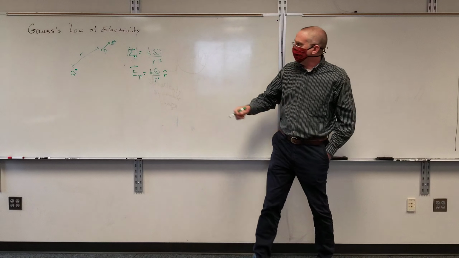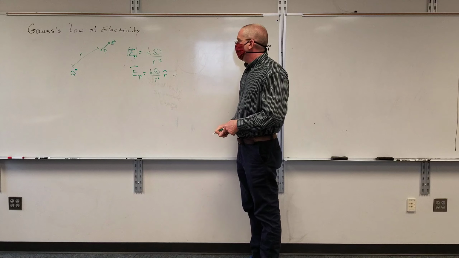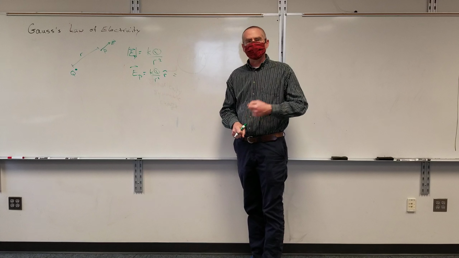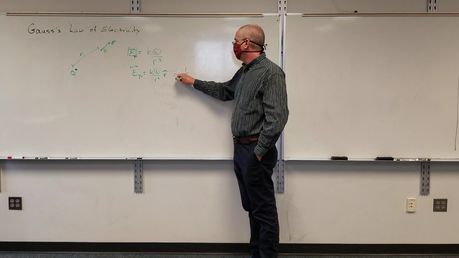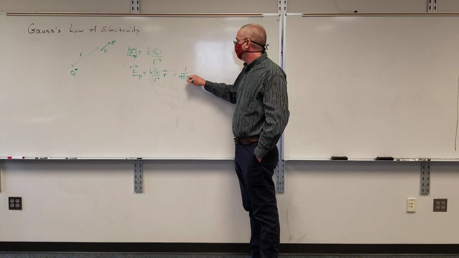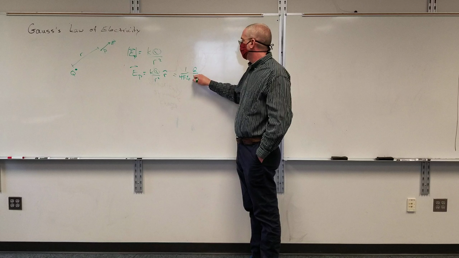And then the other form of this is, instead of using Coulomb's constant, we do it in terms of the permittivity of free space. So we have 1 over 4 pi epsilon sub naught, Q over R squared, R hat.